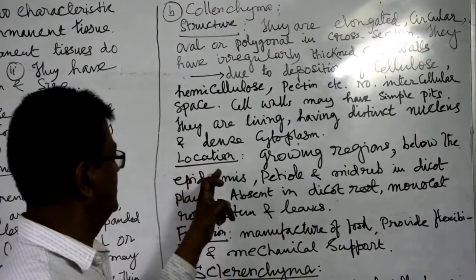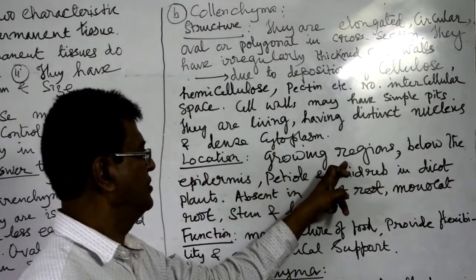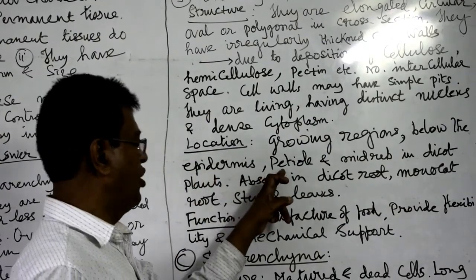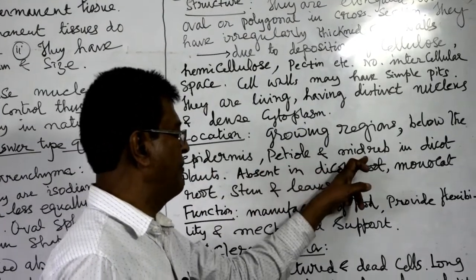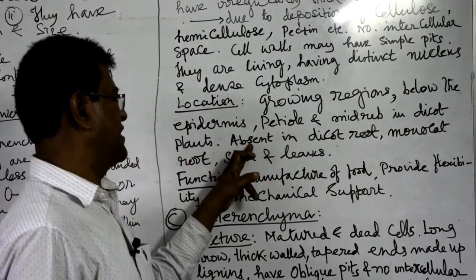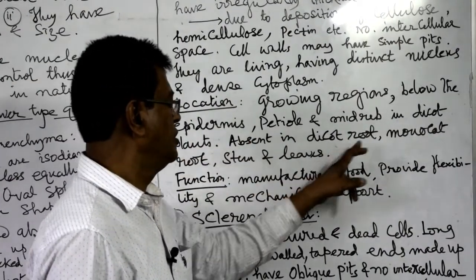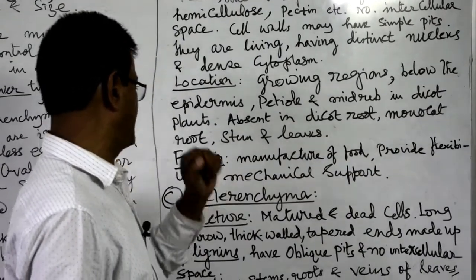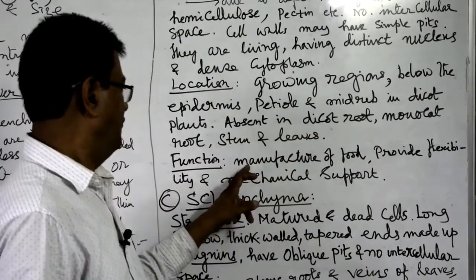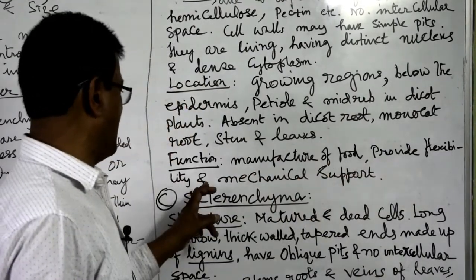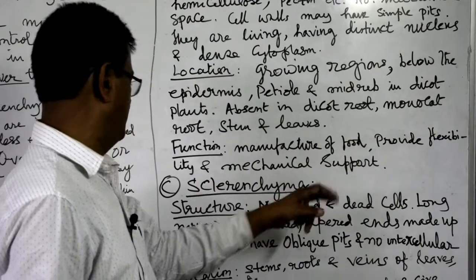Their location: growing regions below the epidermis, petiole and midrib in dicot plants. They are absent in dicot root, monocot root, stem and leaves. Their function: manufacture of food. They provide flexibility and mechanical support.